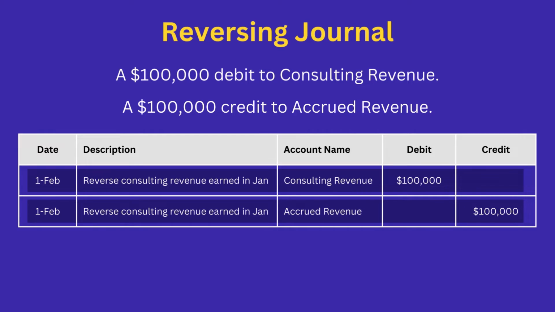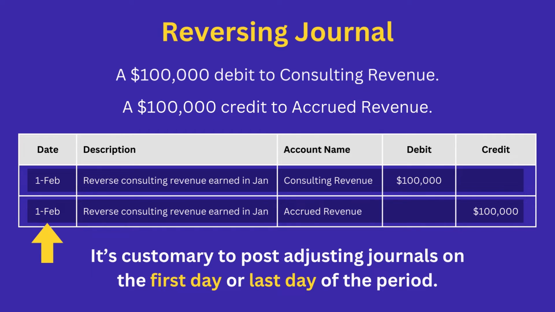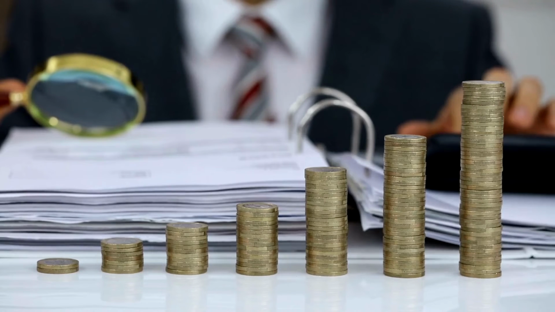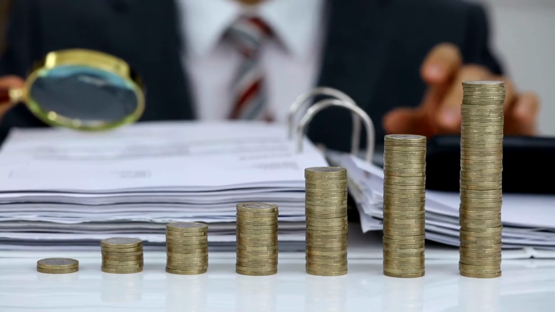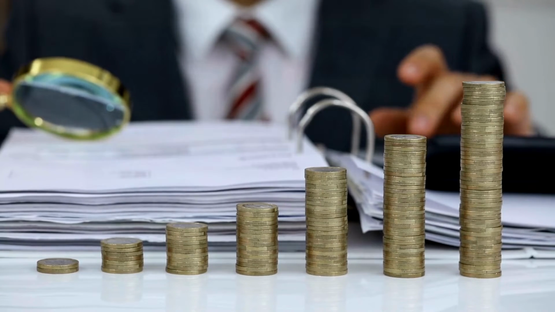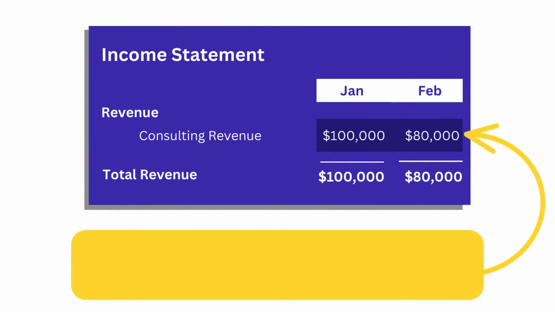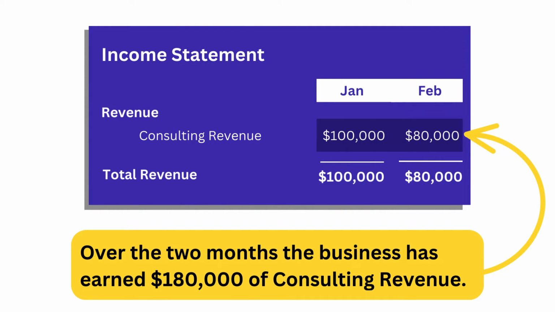At this stage, it's worth pointing out that although the reversing journal was posted on the first day of February, it could have been posted on any day of the month. That said, it's customary to post adjusting journals on either the first day or the last day of the period. After the adjusting journal has been posted and the invoice has been created, the income statement will correctly show that over the 2 months, the business has earned $180,000 of consulting revenue.